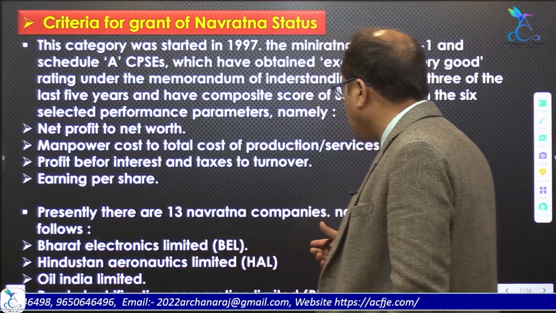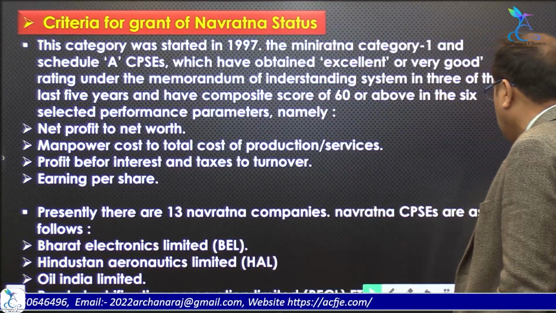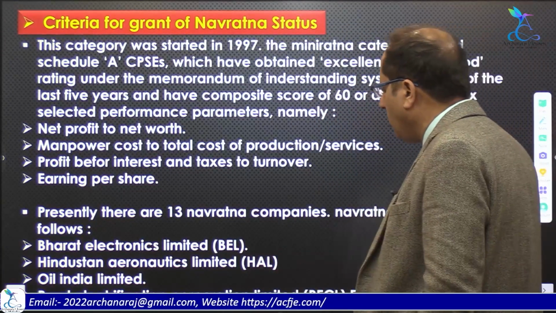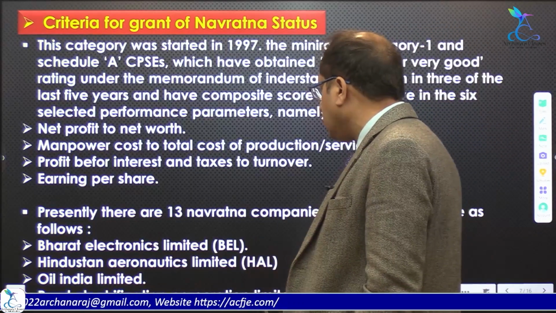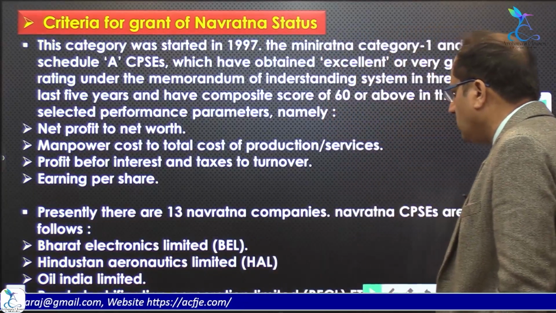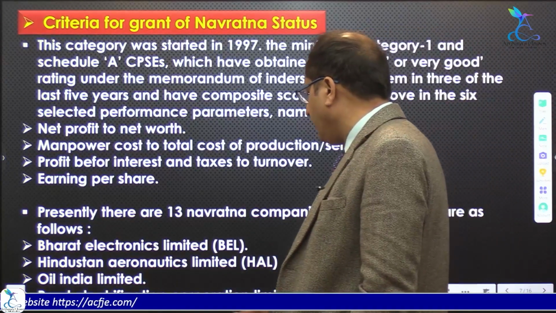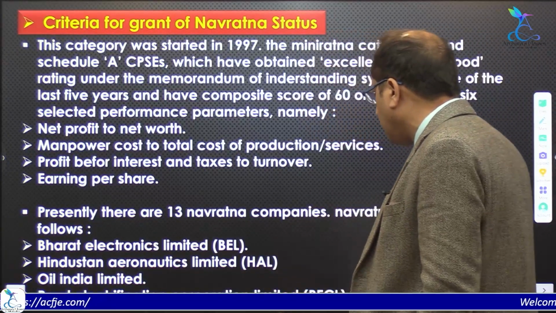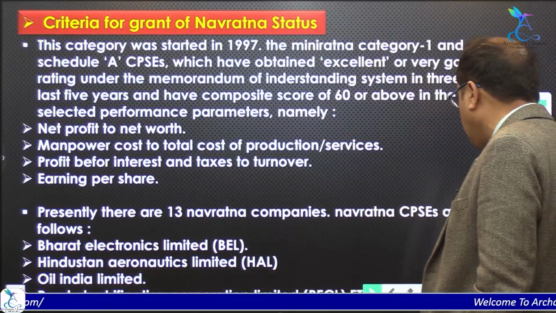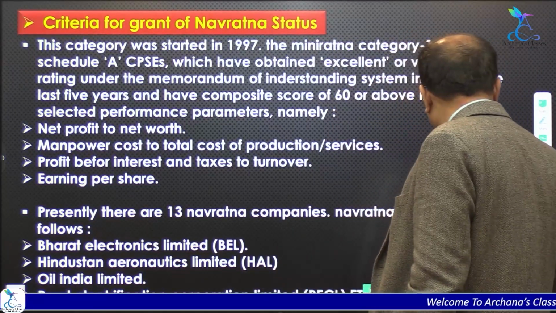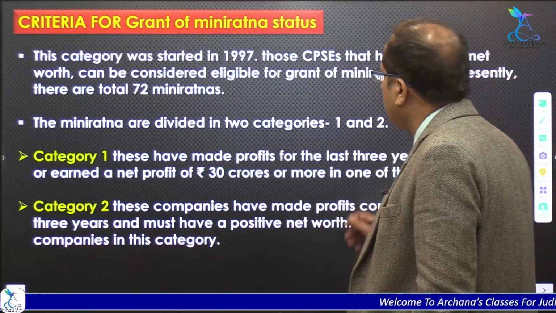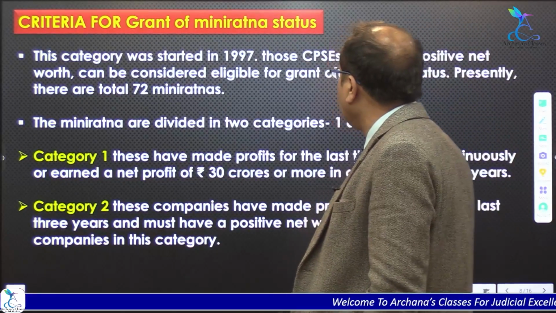Presently, there are 13 Navratna companies. Navratna CPSEs are as follows: Bharat Heavy Electricals Limited (BHEL), Hindustan Aeronautics Limited (HAL), Oil India Limited, Rural Electrification Corporation Limited (RECL). Next, the Miniratna category was started in 1997.